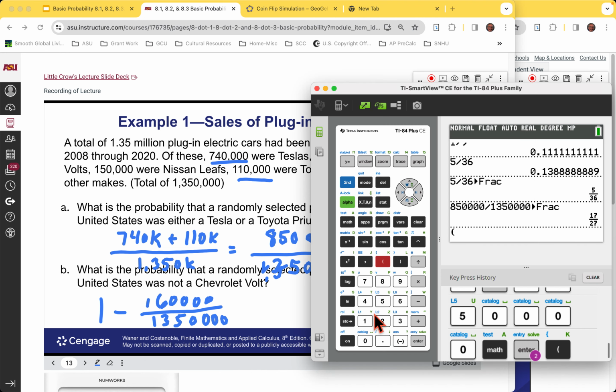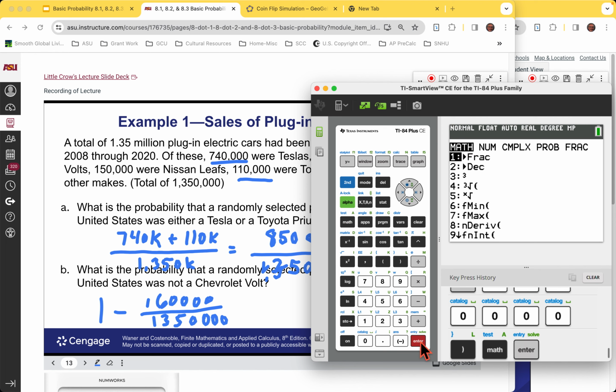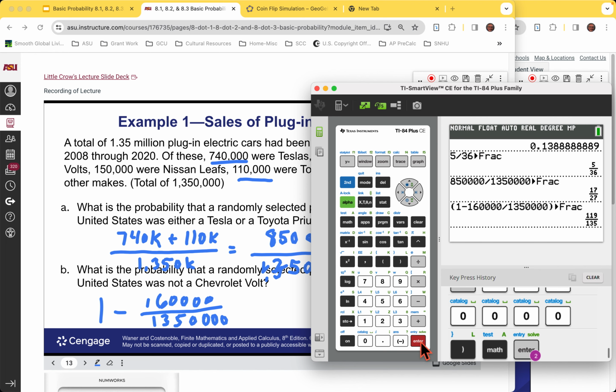I'm going to put a parenthesis so it'll come out at the end. 1 minus 160 divided by 1350, and remember the fraction. 119 out of 135. I guess I didn't do that one. That number doesn't look familiar, but that's what it should be, right?